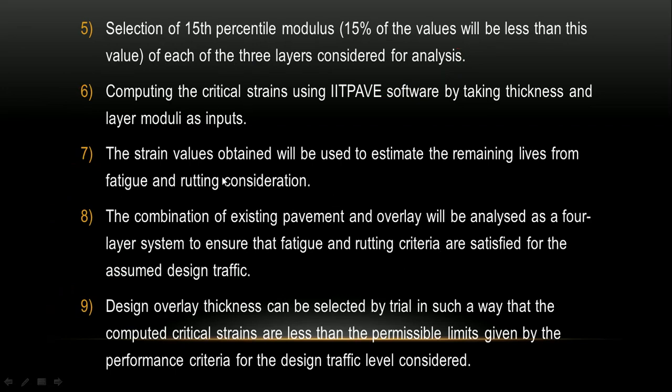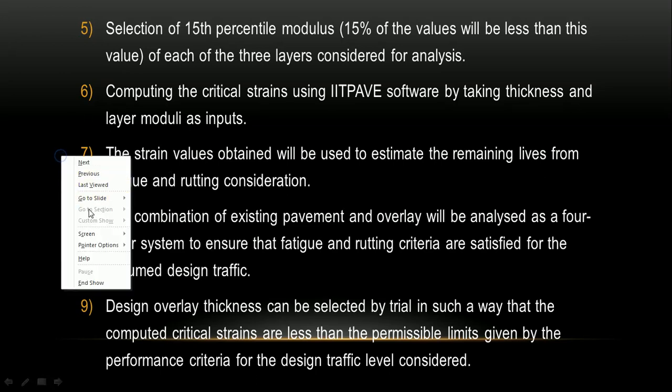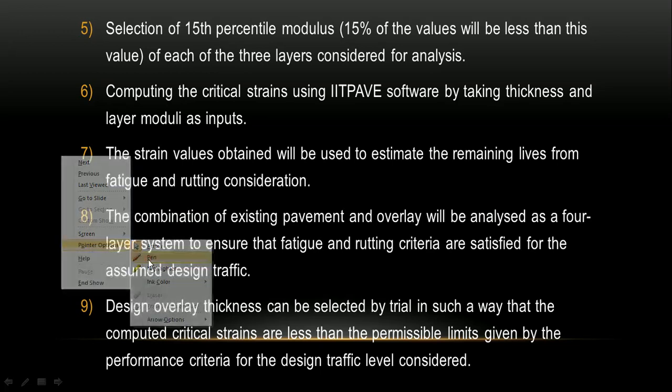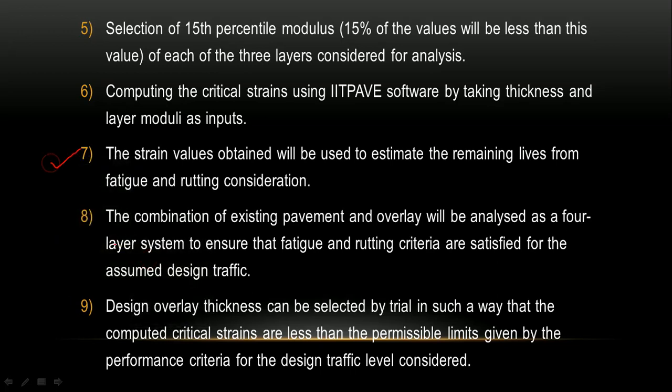Then you have to find out the critical strains using the software. The strain value we obtain is used to estimate the remaining life of the road or pavement, that is, the fatigue condition and the rutting formations. Based on the strain value we find the remaining life and the thickness of overlay required.